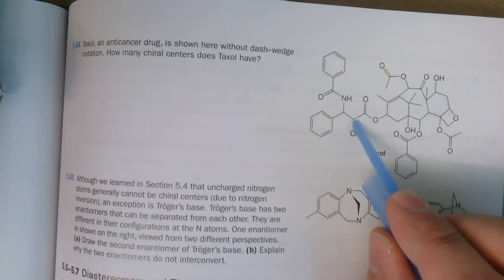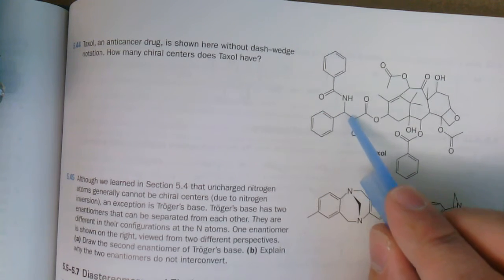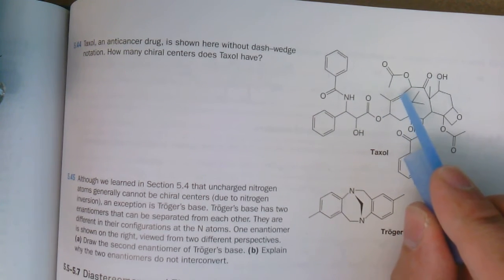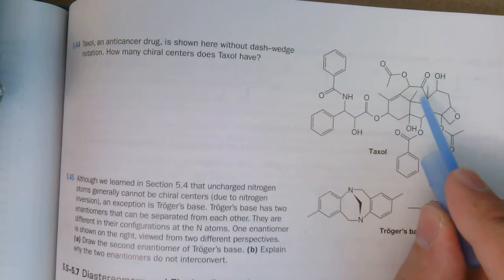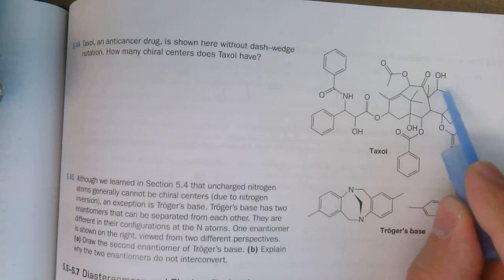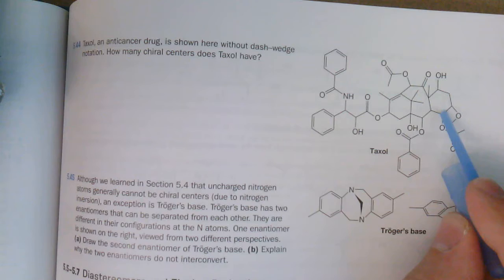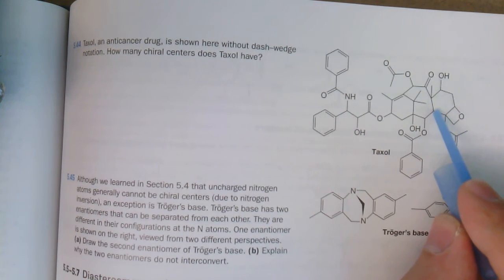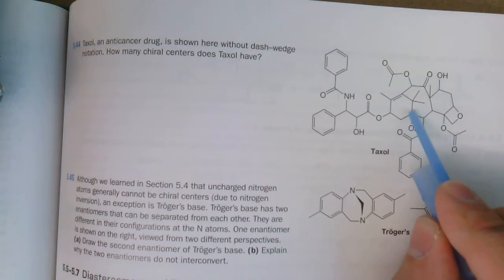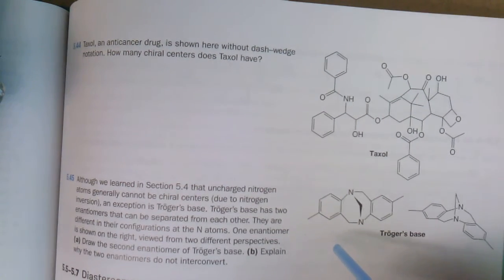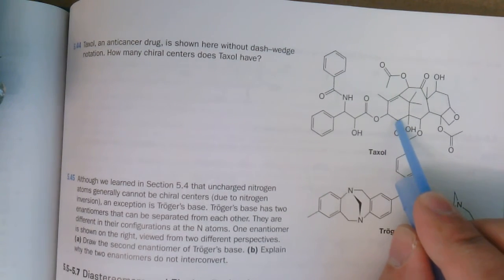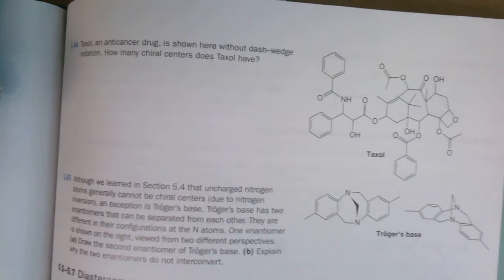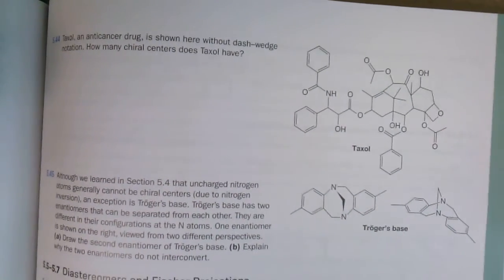Let's just look at all the sp3 carbons. 1, 2, 3, 4, 5, 6, 7, 8, 9, 10, 11. Okay, I got 11 here. Make sure you don't fall for the trap of this CH2 here or this CH2 here. We're looking for sp3 carbons with 4 different groups attached to them.